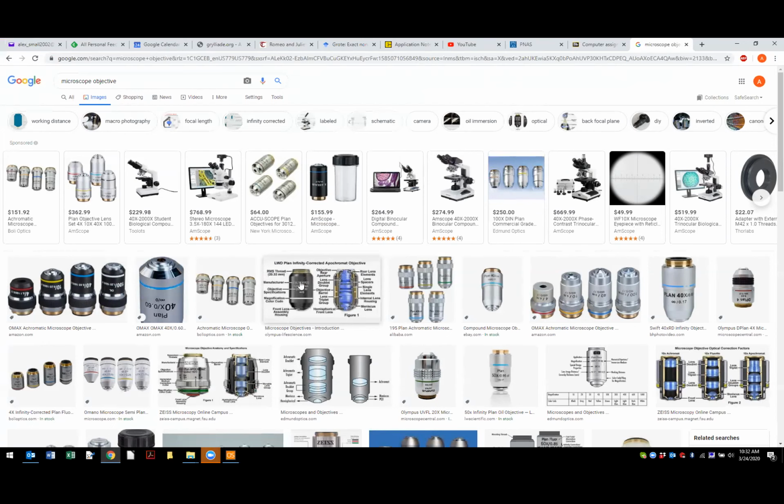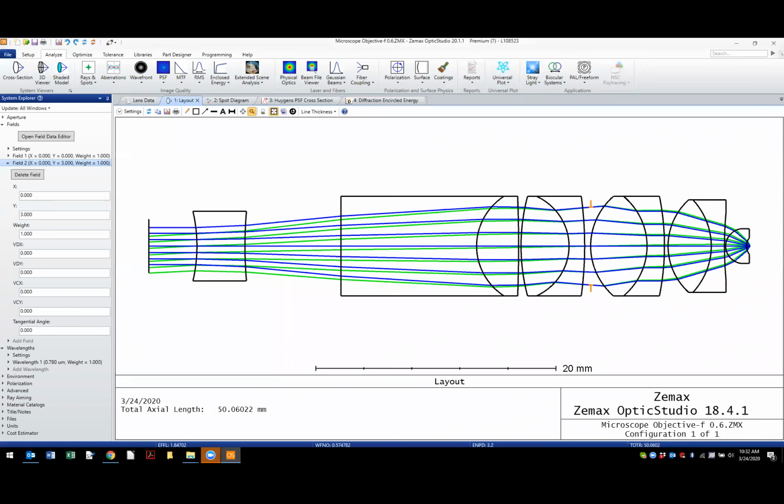But the tube lens would never be part of this. You could persuade yourself, you could pretend blissfully that it's just one lens. The tube lens would be somewhere up there. So you're going to be adding a tube lens.